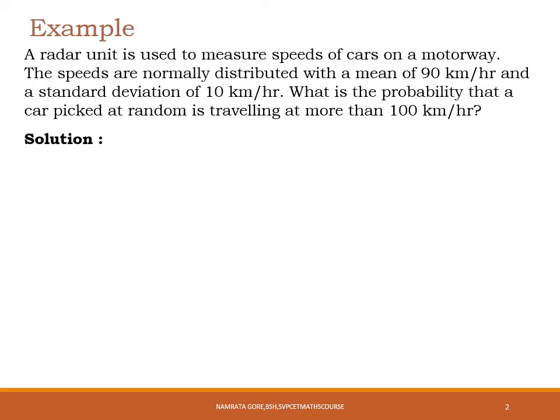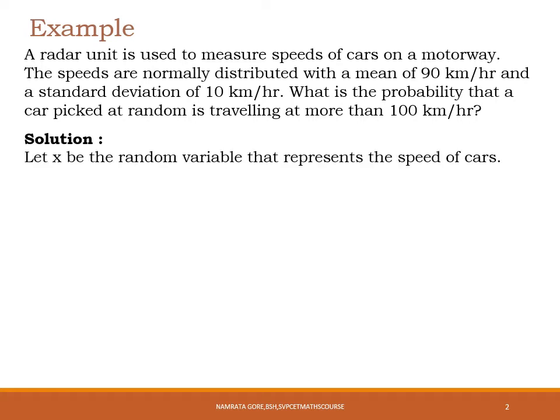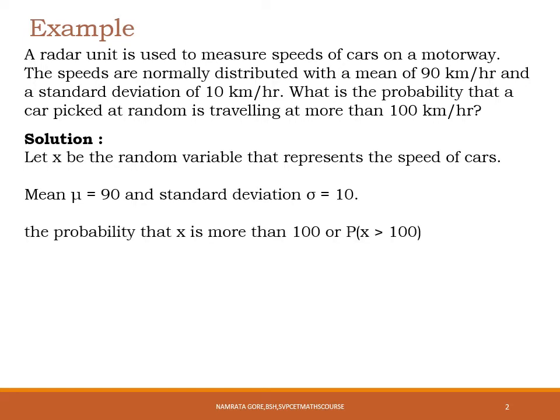So here clearly the speeds are normally distributed. This means the speed is our random variable. The speeds of cars is the random variable. The mean is given as 90 and the standard deviation is given as 10. Next, what we want is the probability that a car is traveling at more than 100 kilometers per hour speed. So our x is greater than 100.